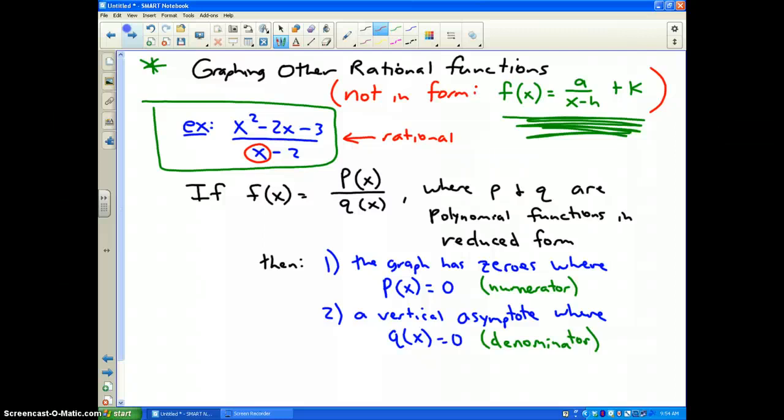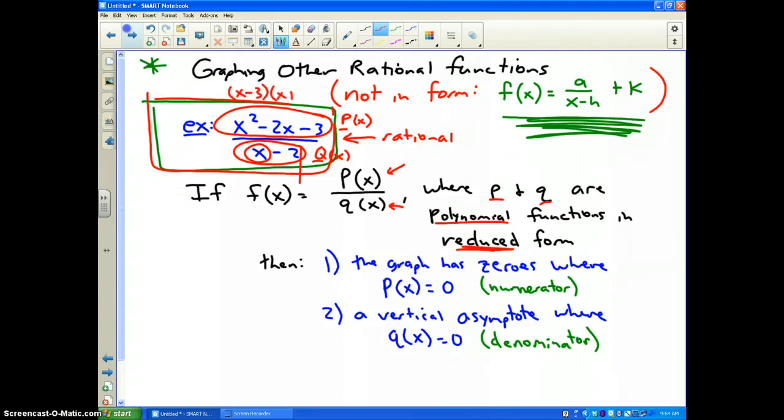If you have a function in the form p of x divided by q of x, where p and q are polynomials, obviously in this example, the top would be called p of x. That's a polynomial. The bottom is also a polynomial. We're just going to call that q of x. The top is always p. The bottom is always q. And it's in reduced form. The function in my box is in reduced form because if I factor the numerator, that would be x minus 3 times x plus 1, and that does not reduce with anything in the denominator. It's got to be in reduced form.